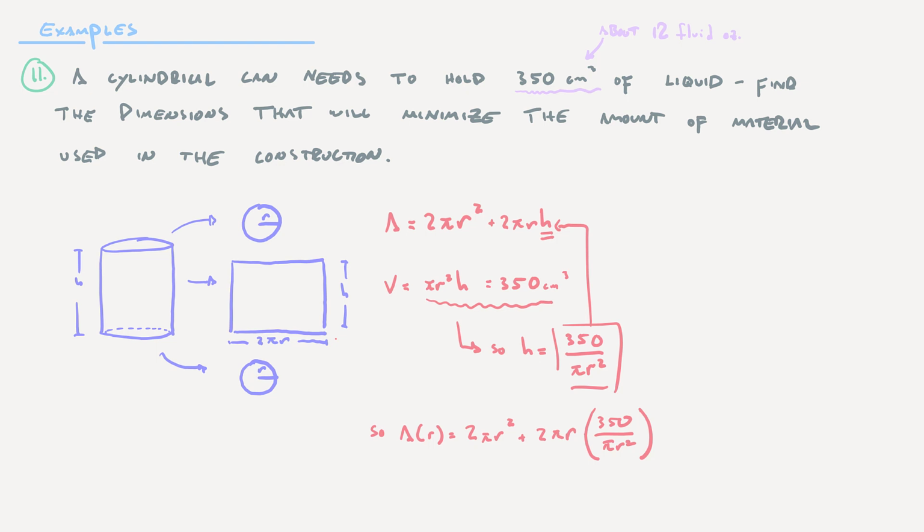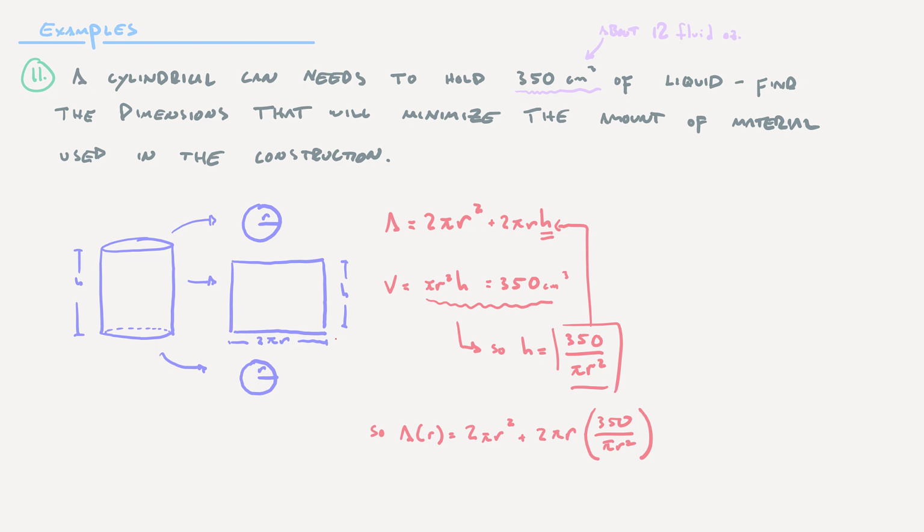So this is the area formula in terms of only a radius, and it's 2 pi r squared plus 2 pi r times 350 divided by pi r squared. I should also mention, this is not a general formula for area in terms of radius alone, right?